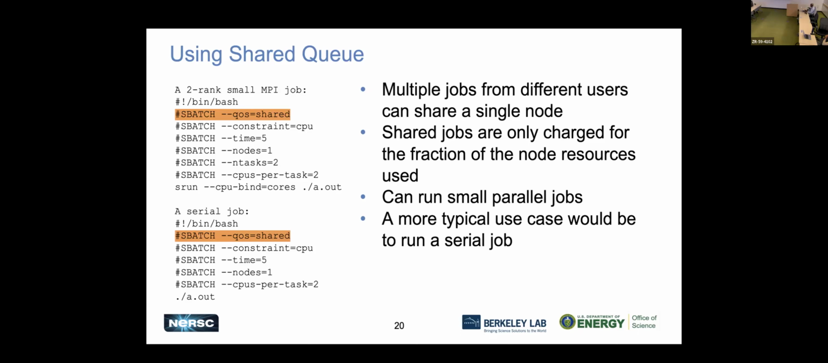Okay, and so a few examples of how you can make use of a shared queue. Here we have just an example of a 2-rank MPI job. With shared, it allows for jobs from different users to share a node. Shared jobs are only charged a fraction of the node resources that are used, so it's beneficial for running small parallel jobs. A typical use case is that you can also run a serial job on a shared node for a small number of tasks.